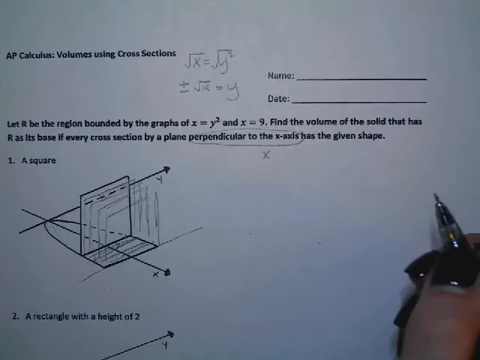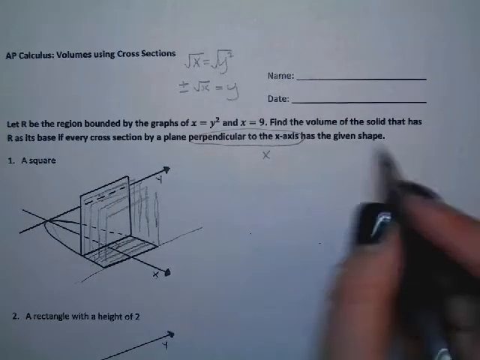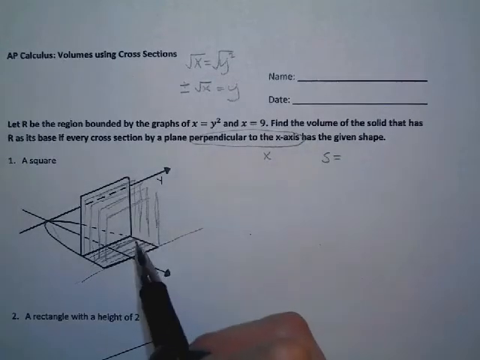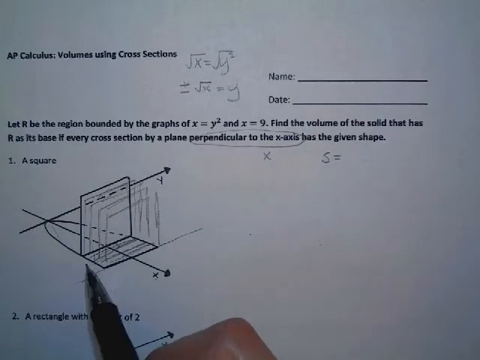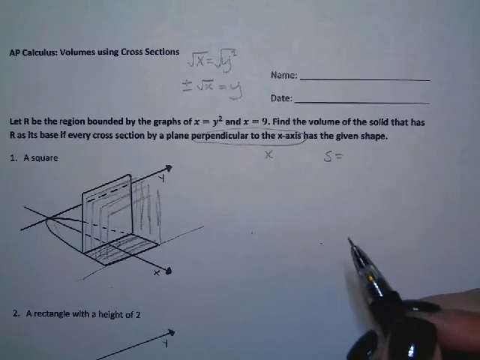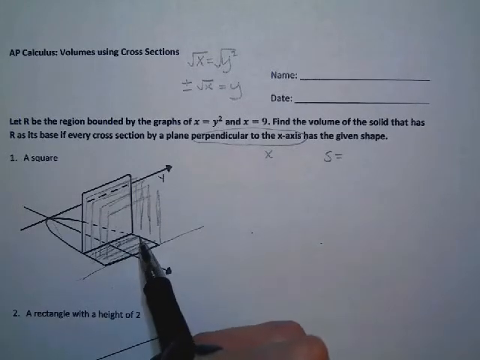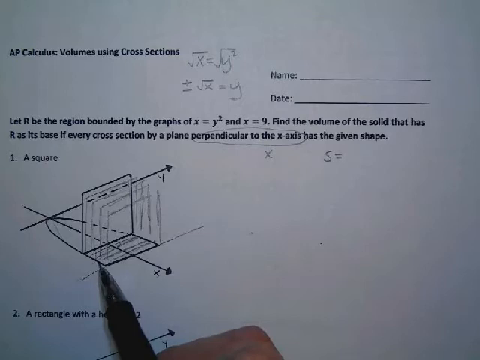Okay, so in the notes I talked about figuring out what S is. And S is like the slice. And you have to do top minus bottom, or you have to do right minus left. Now, since this is in terms of x, we're going to do top minus bottom. Okay, so this is our top curve. This is our bottom curve. So if we do top minus bottom, what do we have?